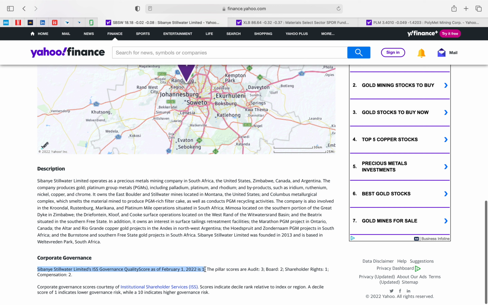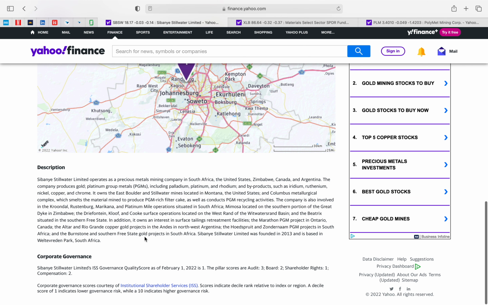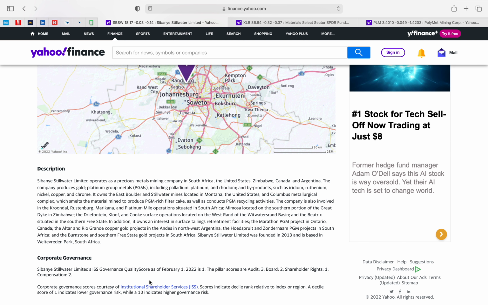Corporate governance, the ISS score in particular, is the score given by an agency to basically determine how suitable their management is for this industry, and are they good people for the job? Do they manage the company properly? 1 is the highest score you can get, or the best score you can get, and 10 is the worst score you can get. So usually when I'm looking at companies, I like to see a score of 1 to 4.